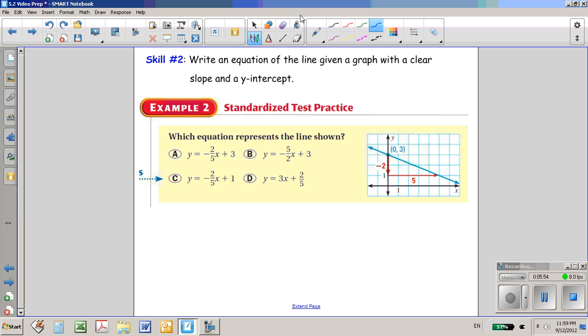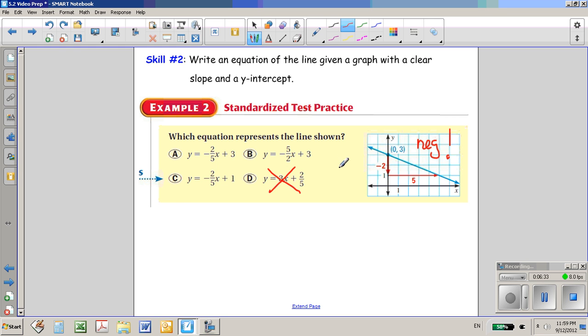Okay, so first thing I want you guys to do is look at this graph and think about the kind of slope that we have here. So take a second and think about whether the slope should be positive, negative, 0, or undefined. Okay, so hopefully you decided that it is negative, which means that we are looking for a negative number in front of x. Doesn't help us too much because we can only eliminate D, but it's still helpful. D has a positive coefficient in front of x, so it's positive 3, which doesn't go with our picture, so we have to eliminate it.